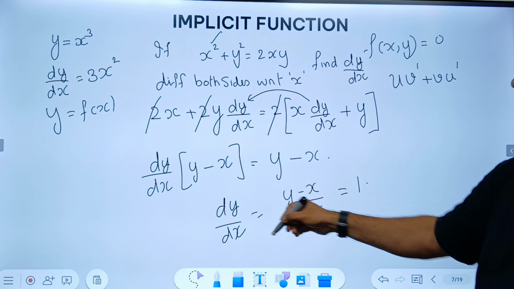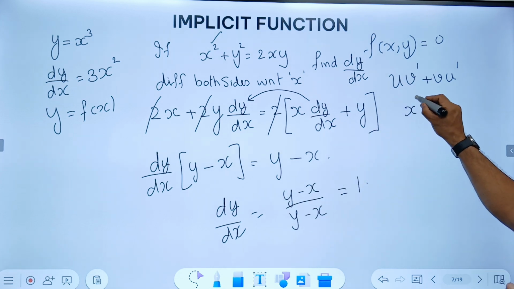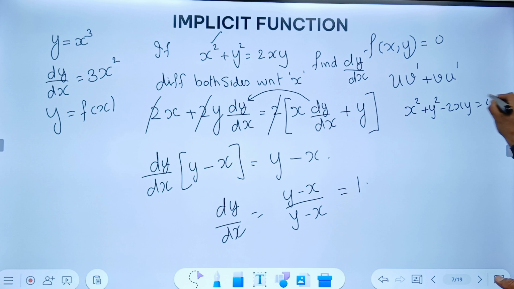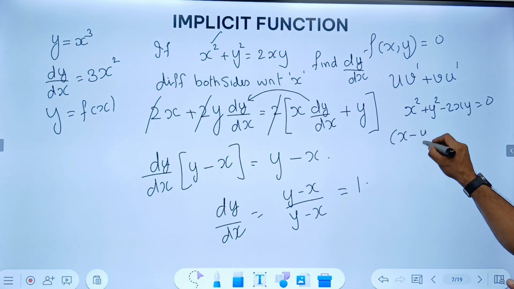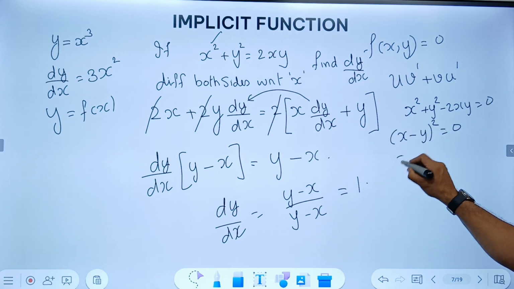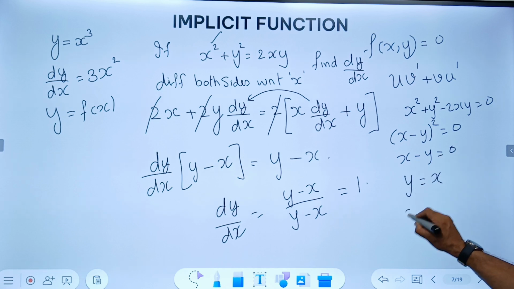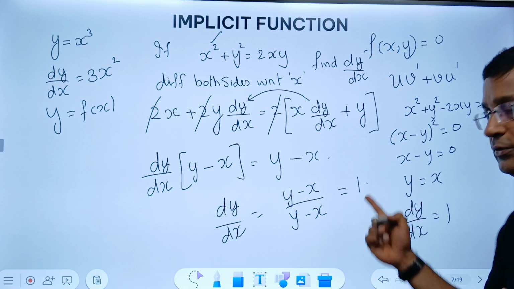This need not be done like this. I could have done this as x square plus y square minus 2xy equal to 0. I could have written this as x minus y the whole square equal to 0. So x minus y equal to 0, y equal to x. Therefore, what is dy by dx? Dy by dx is 1. I got the same answer.